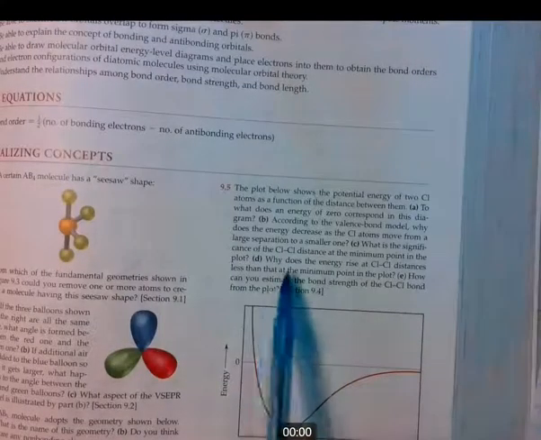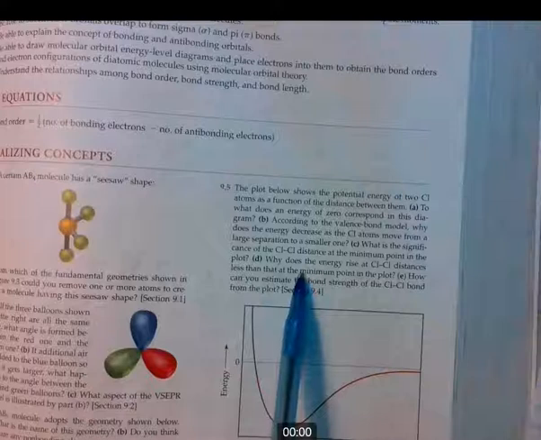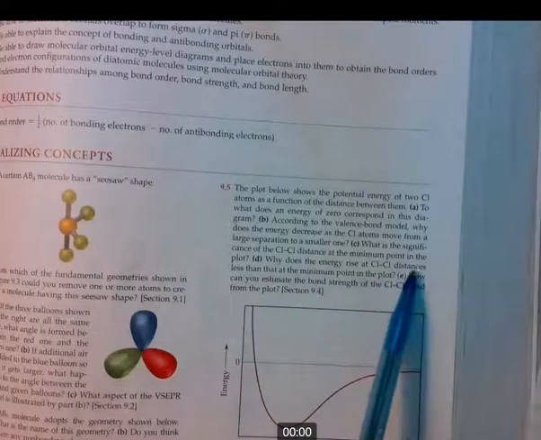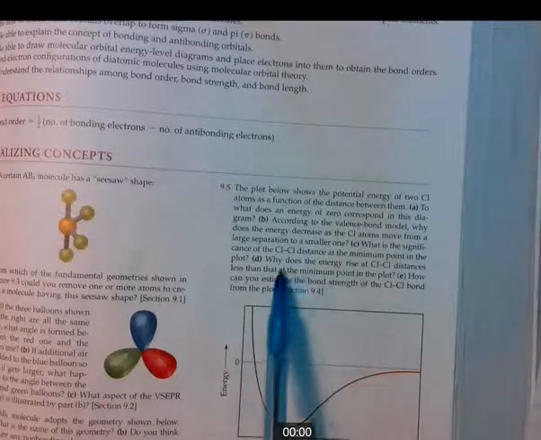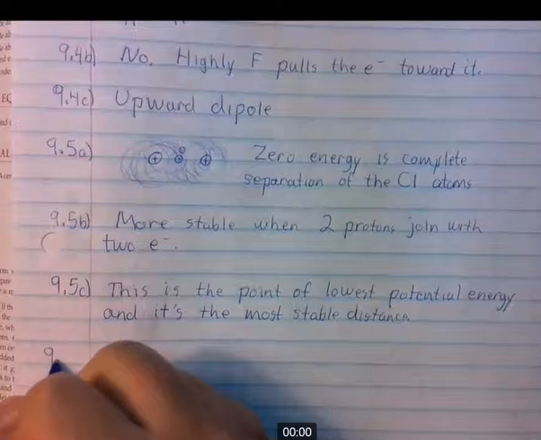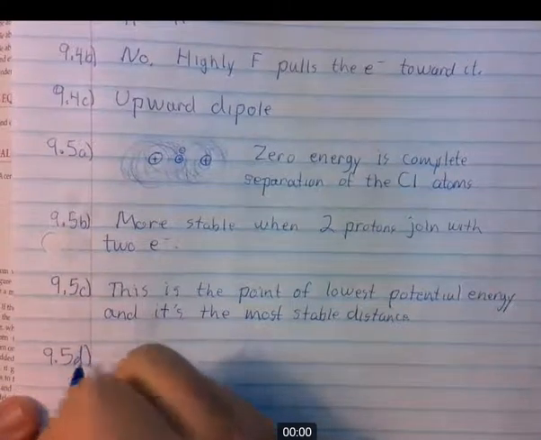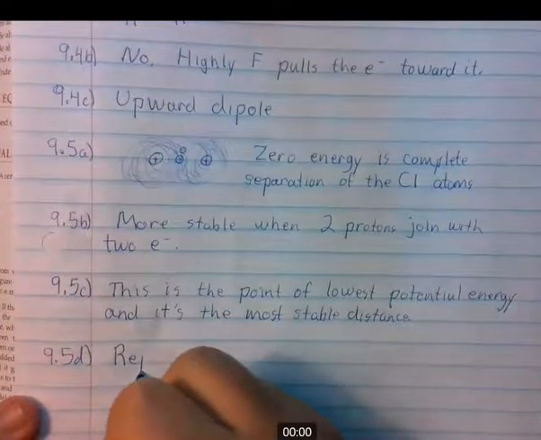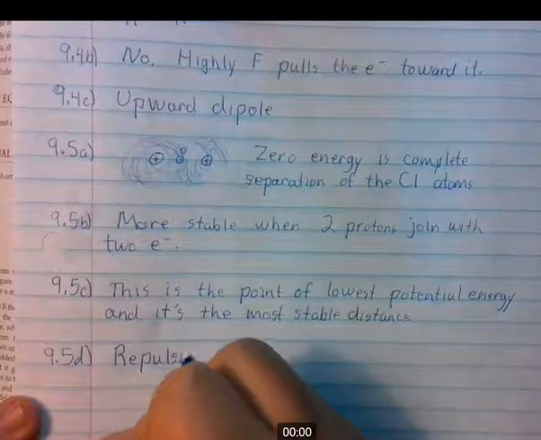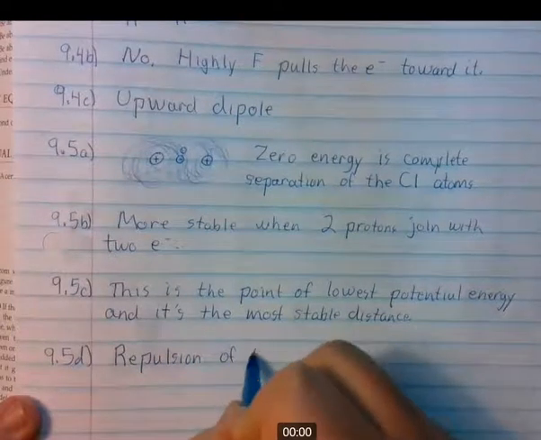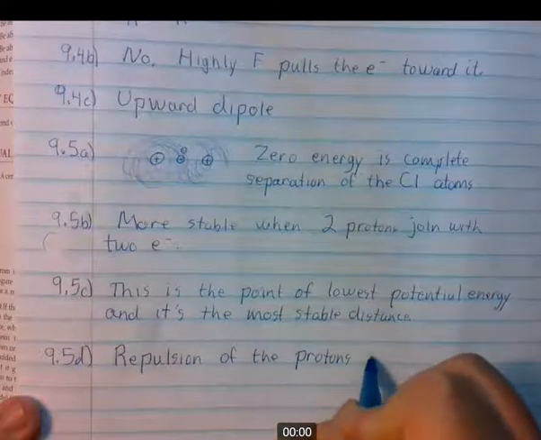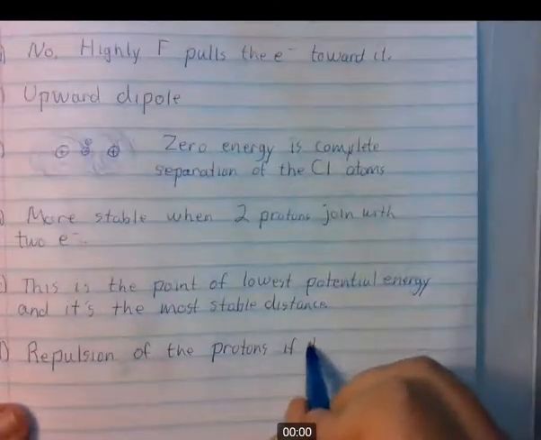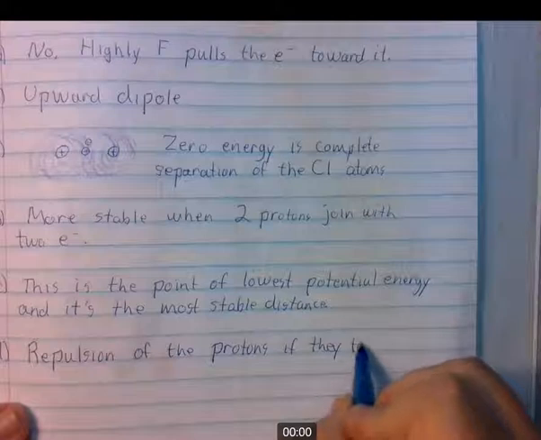All right, D. Why does the energy rise at Cl-Cl distances less than at the minimum point in the plot? Why does the energy increase? Because of what we just talked about, repulsion of the protons if they are too close together.